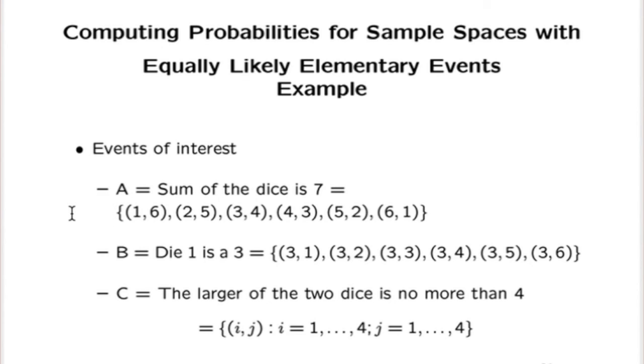So we defined several events of interest. Event A was the event that the sum of the dice is 7, written as a subset of the sample space. It had these outcomes. B was the event that die 1 is a 3, and then C was the event that the larger of the two dice is no more than 4.